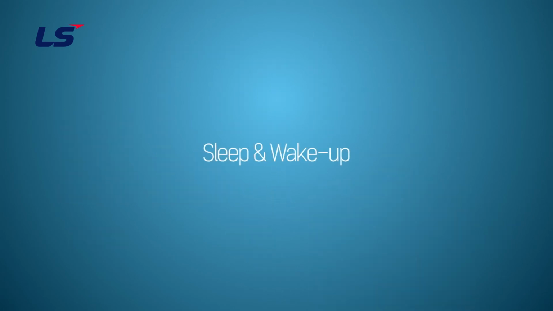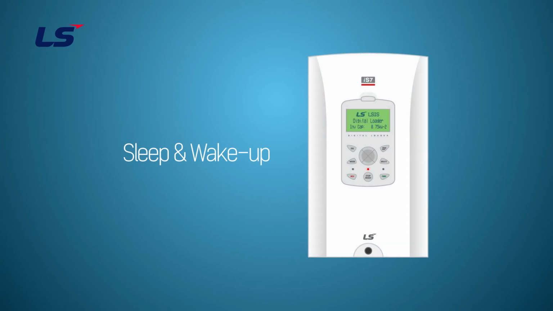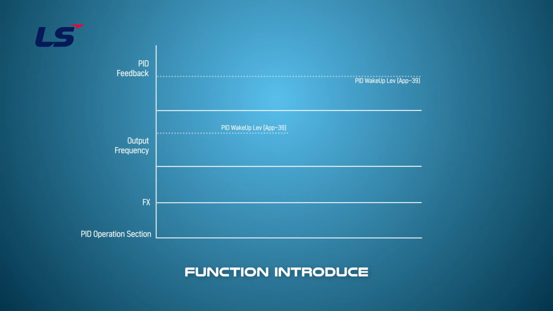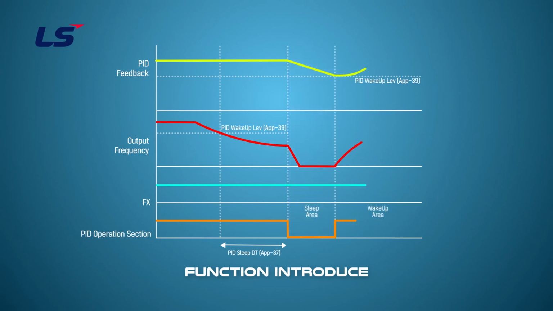Next, we will look at a sleep and wake-up operation, which can save energy when the feedback value remains high enough during PID control. Sleep and wake-up is a function that stops the operation completely when the feedback value rises above the target value and the state that no further operation is necessary continues for a certain period of time. This function automatically restarts when the feedback value decreases below the set level.